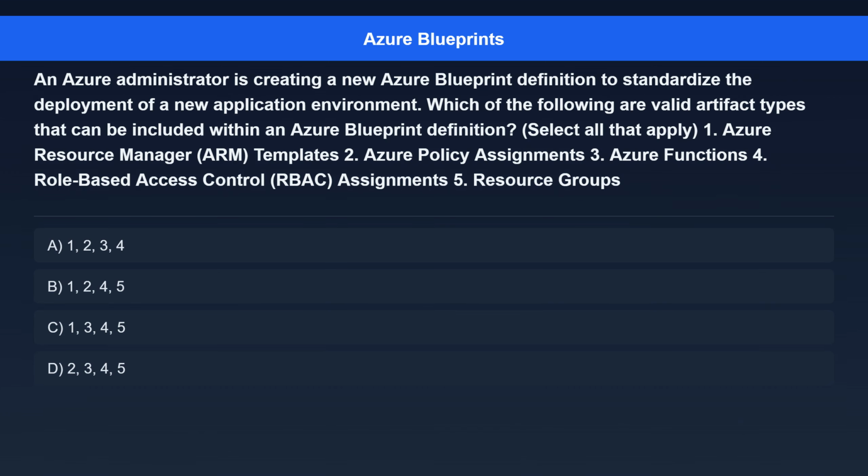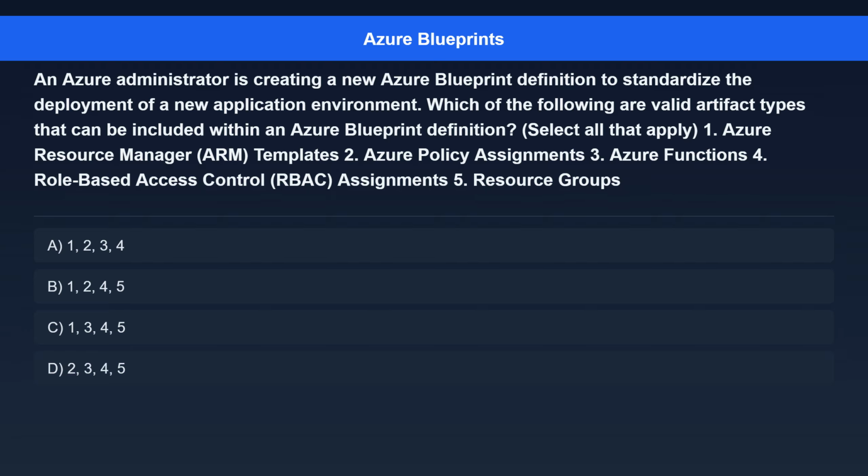Question 2. An Azure Administrator is creating a new Azure Blueprint definition to standardize the deployment of a new application environment. Which of the following are valid artifact types that can be included within an Azure Blueprint definition? Select all that apply. 1. Azure Resource Manager, ARM, templates.